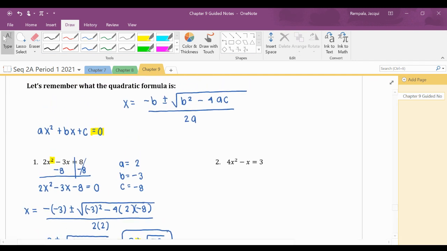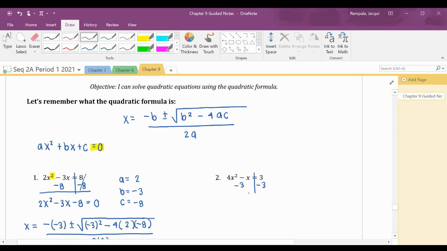Taking a look at the next problem, because it does not say equal 0, we once again need to do a little bit of work to make it equal 0. I want to move that positive 3 over to the other side by subtracting. So when I subtract 3, it gets rid of it on the right. Nothing on the left are like terms. So we'll have 4x squared minus x minus 3, but now it equals 0. And that's what I want it to be in order to identify the a, the b, and the c values.